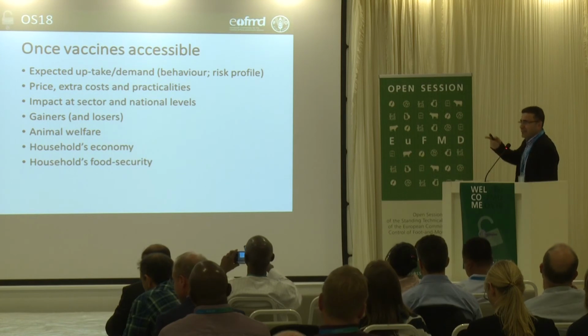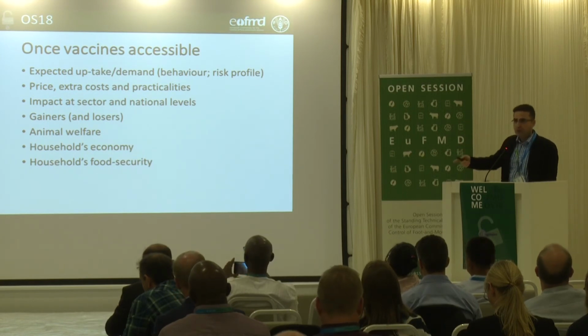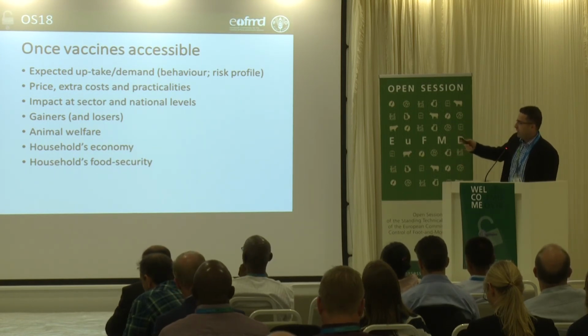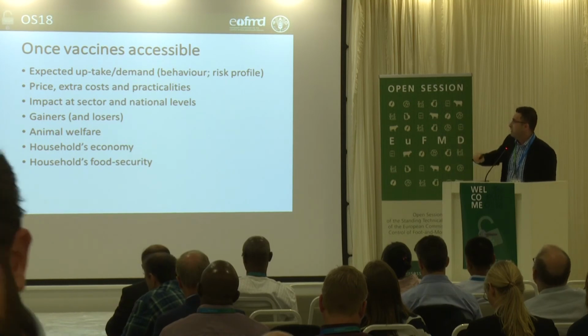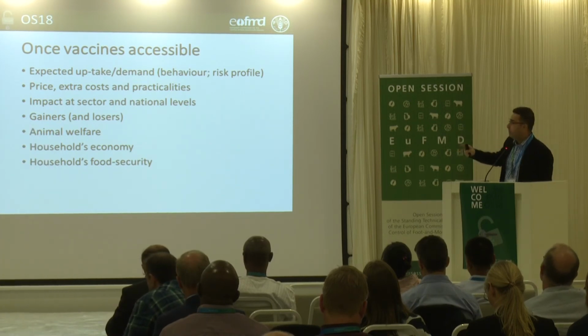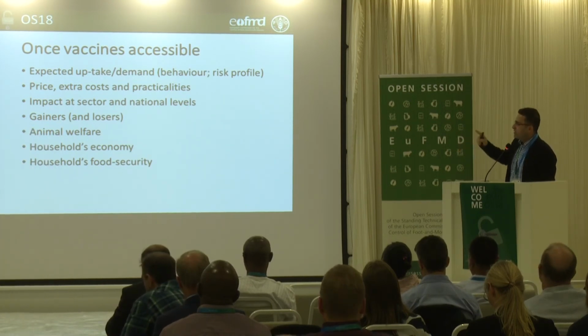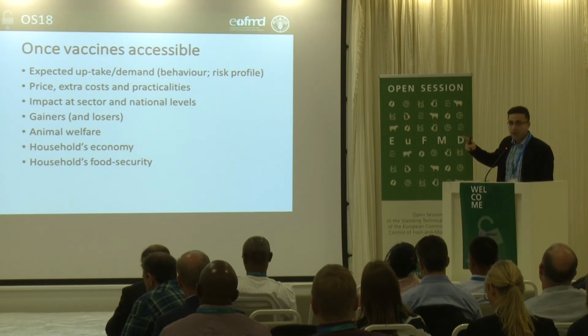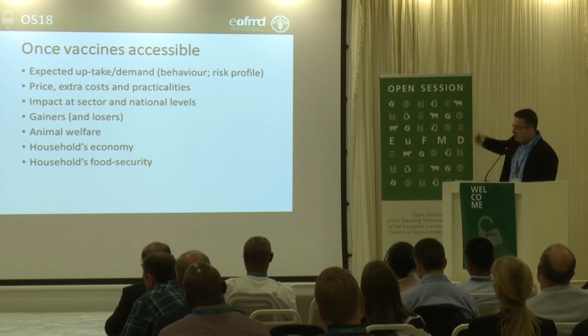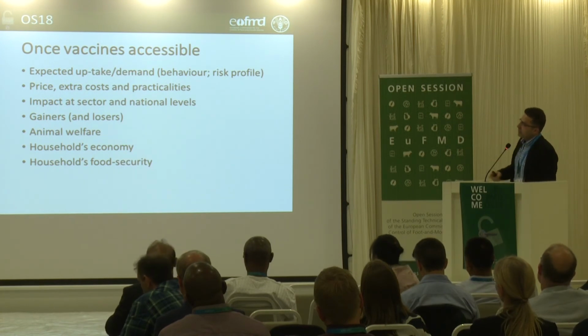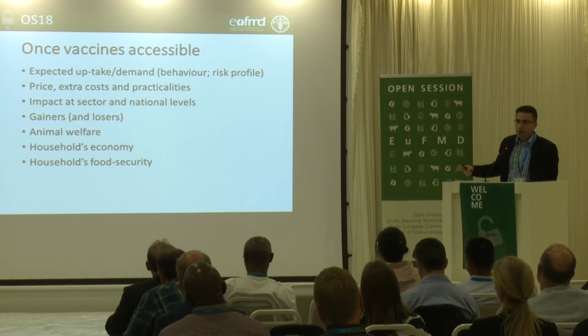So once vaccine is available, there are other issues. It was discussed about expected uptake or demand. So it's related to the behavior of the farmers and the risk profile of them. And price, extra costs, and all sort of practicalities about the supply chain of the vaccine. Impact at sector and national levels. What will be the situation after vaccines are available to the farmers, gainers and losers.